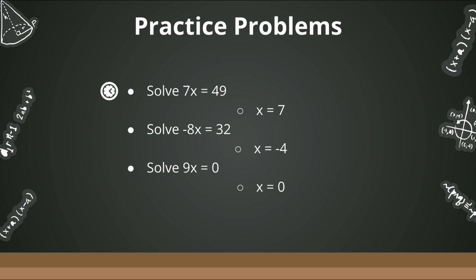And for the last one, any number multiplied by 0 always gives 0. So x equals 0 for the last one. For example, 1 billion times 0 equals 0. Anything that is multiplied by 0 equals 0.